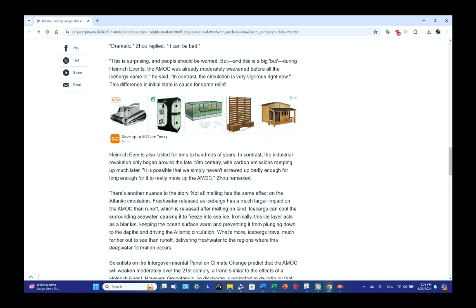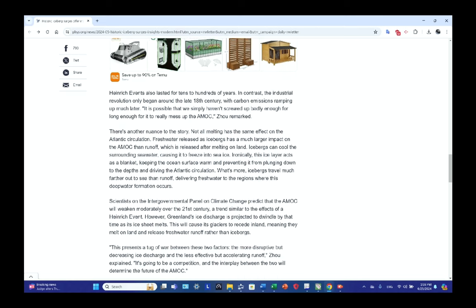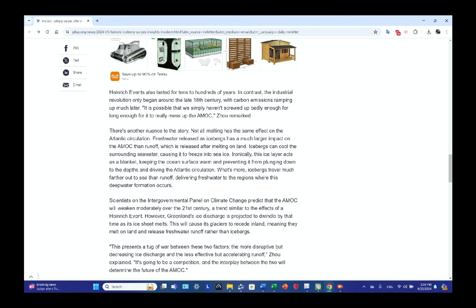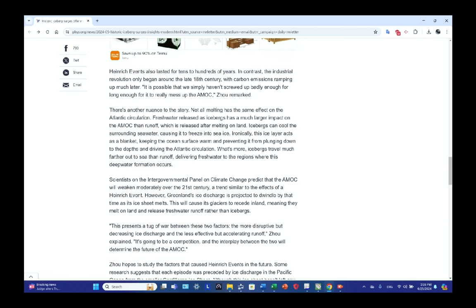During Heinrich events, the AMOC was already moderately weakened before all the icebergs got released. In contrast, the circulation today is vigorous. Now, this higher vigorous state is actually good news because it means that AMOC should persist a little further.